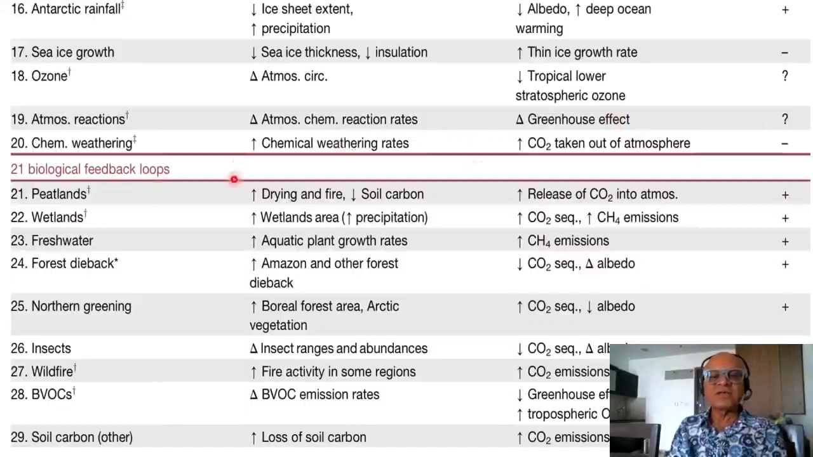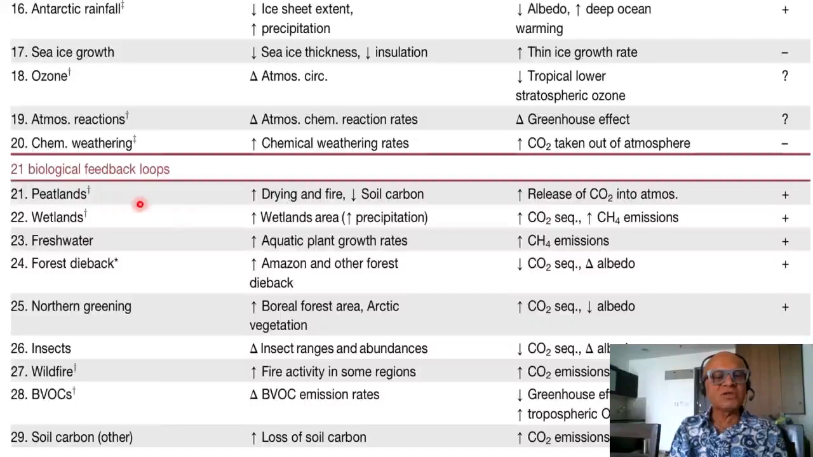Chemical weathering rates can increase and CO2 taken out of the atmosphere. This is a long-term geological timescale negative feedback in the system, which continues to be a negative feedback in the present time as well with global warming. And in fact, there are ideas of geoengineering saying we can grind up stones like olivines and spread them and accelerate the weathering rates and take out more CO2 as an engineering approach.